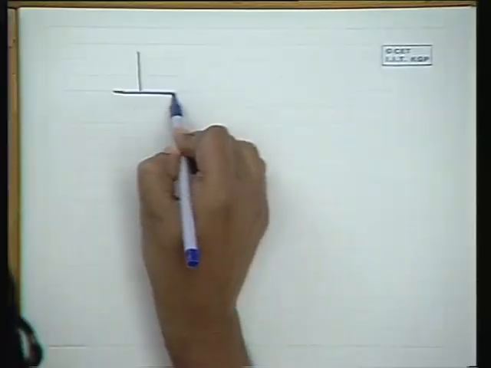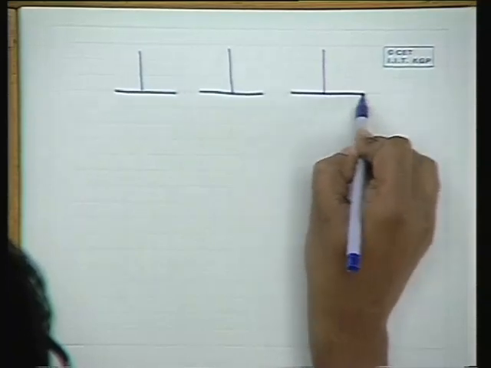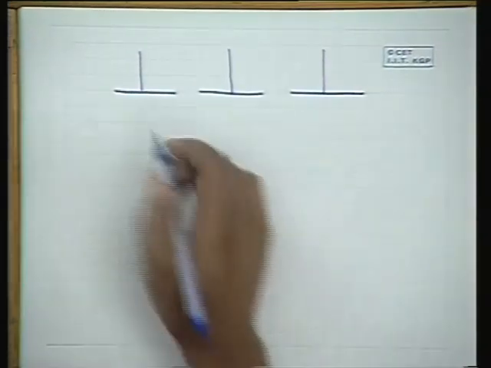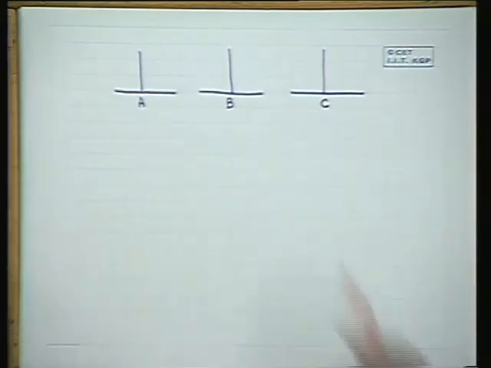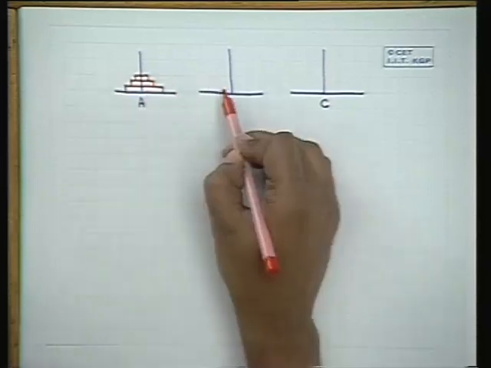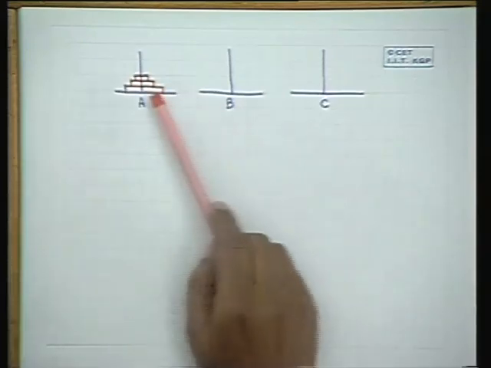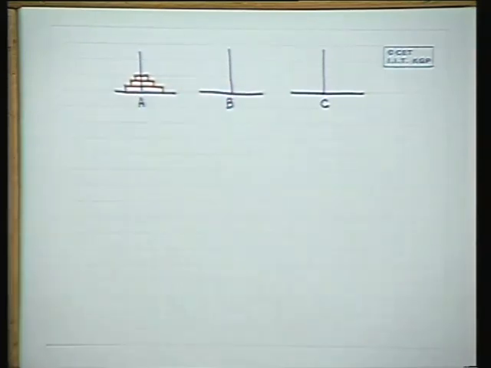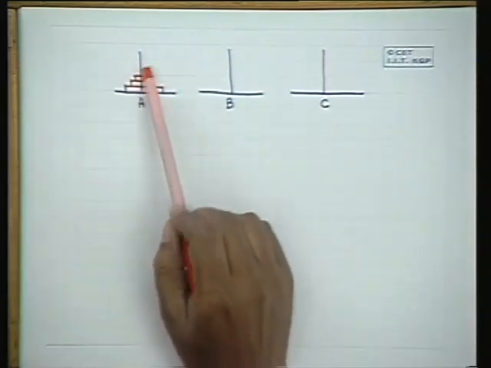So now we are going to get a little more involved into the problem. Say that we have got A, B and C, and we have got 3 disks. Now how do we move all 3 from A to B? With the same rules, that no smaller disk can lie above a larger disk, and you have to move only one at a time.